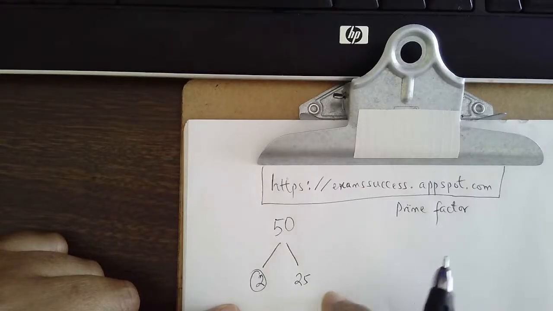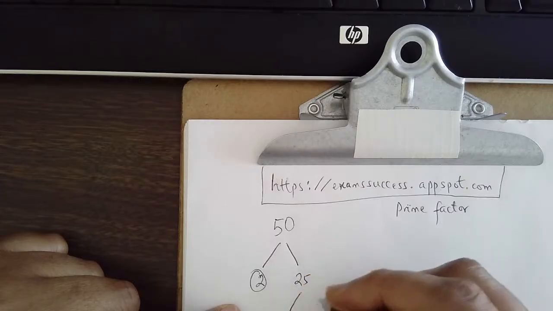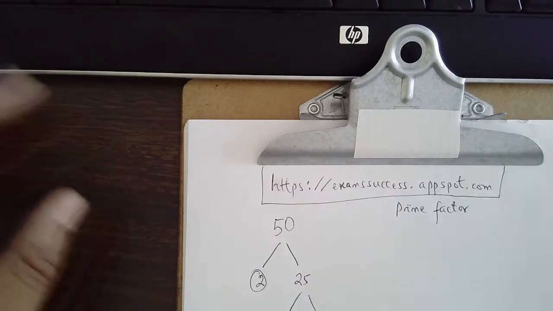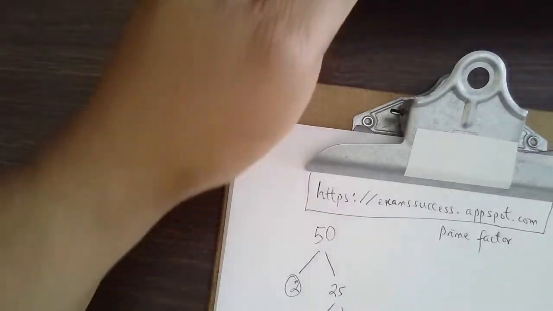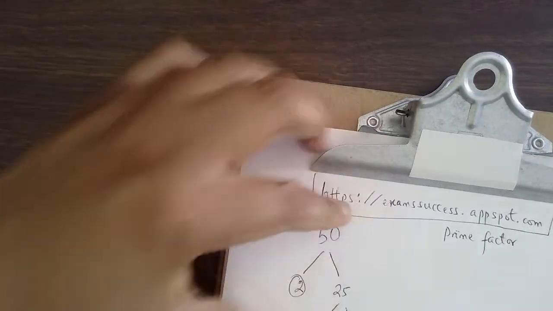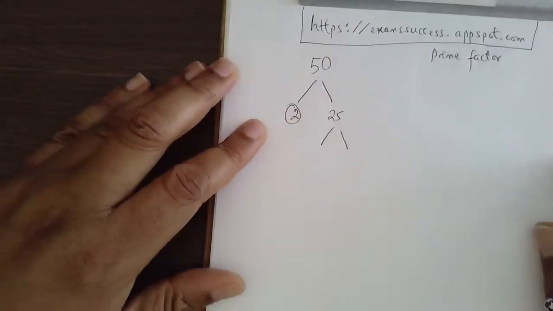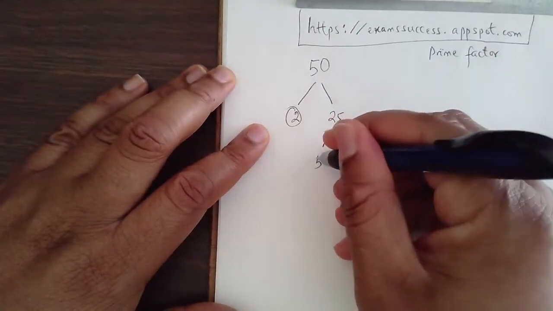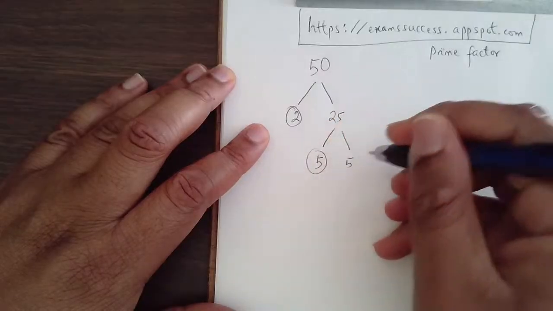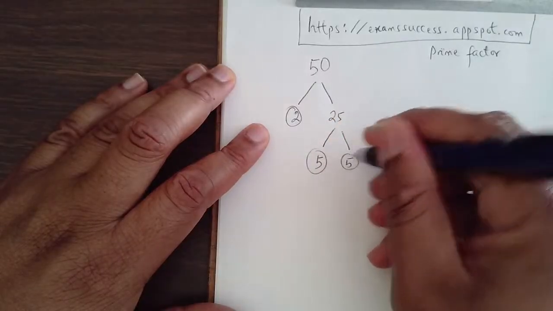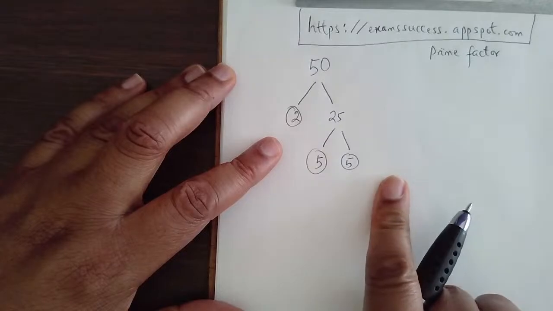25 is a composite. It is not a prime number. So we break it down more, and we have 5 and 5. 5 is a prime number, and 5 is a prime number. So this is for 50.